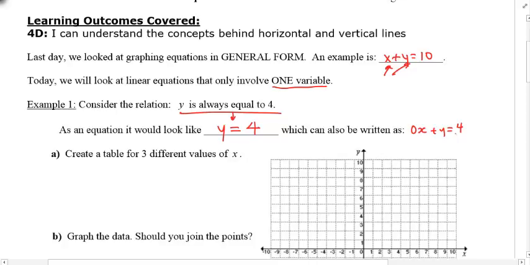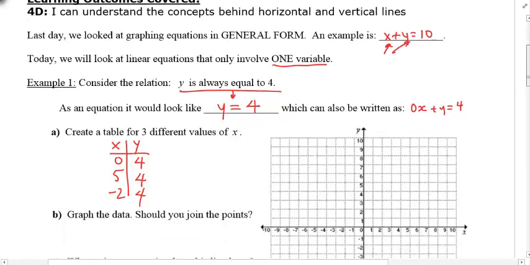If y equals 4, I want you to create a table of values for 3 different values of x. Remember, y is always 4. So 4, 4, 4. What value of x do you want to choose? Really, it's up to you. So 0 perhaps? 5 perhaps? A negative 2 perhaps? Sure. It doesn't matter what value of x I choose as long as the y value is always 4.